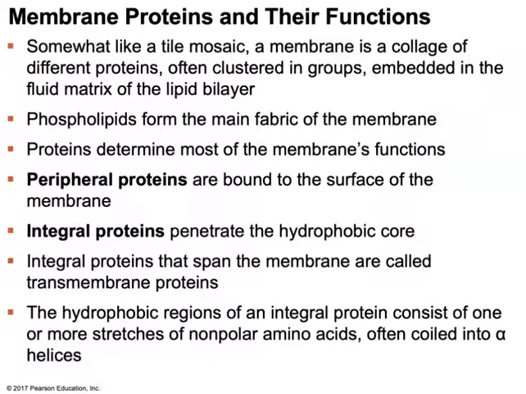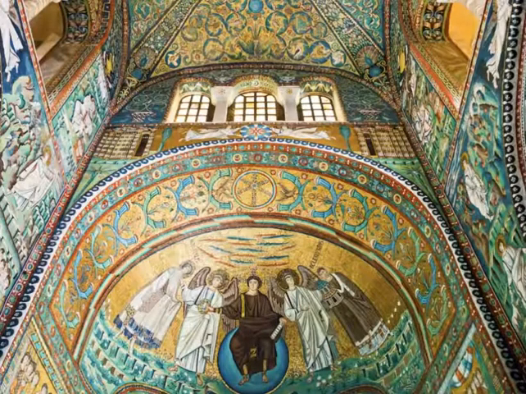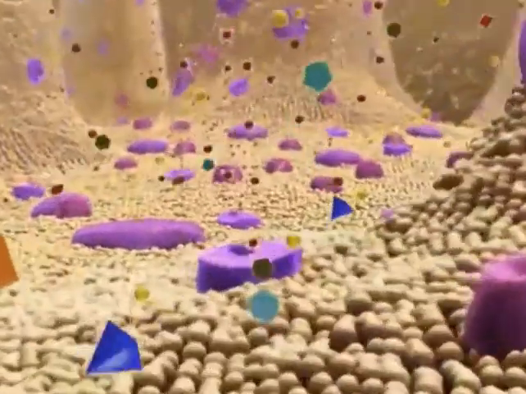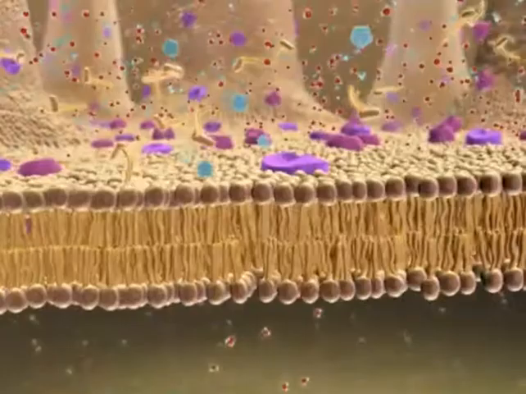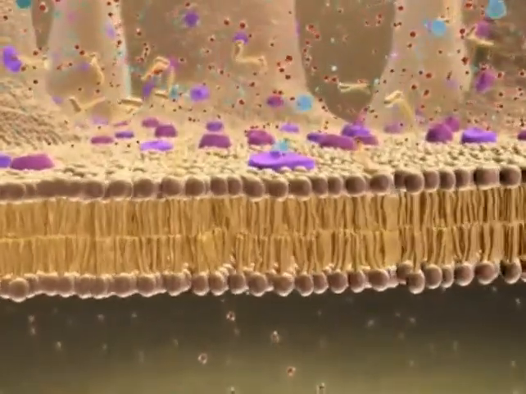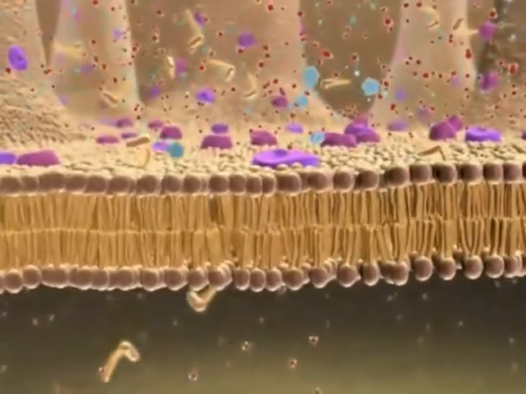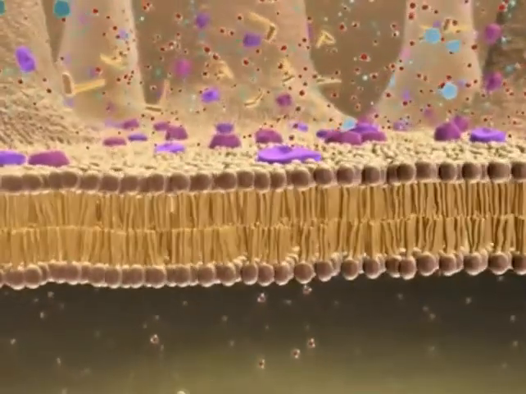Now let's look at membrane proteins and their functions. Somewhat like a tile mosaic, a membrane is a collage of different proteins, often clustered in groups, embedded in the fluid matrix of the lipid bilayer. Phospholipids form the main fabric of the membrane, while proteins determine most of the membrane's functions.